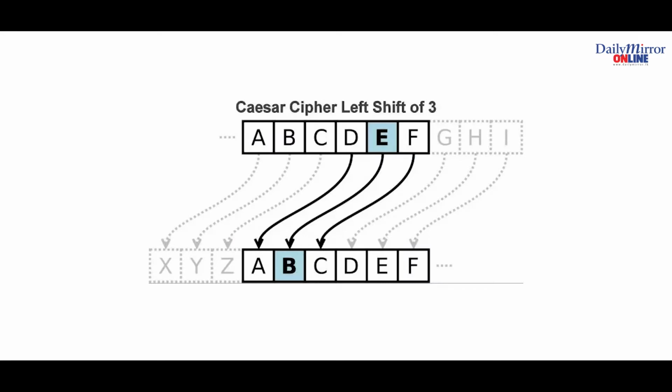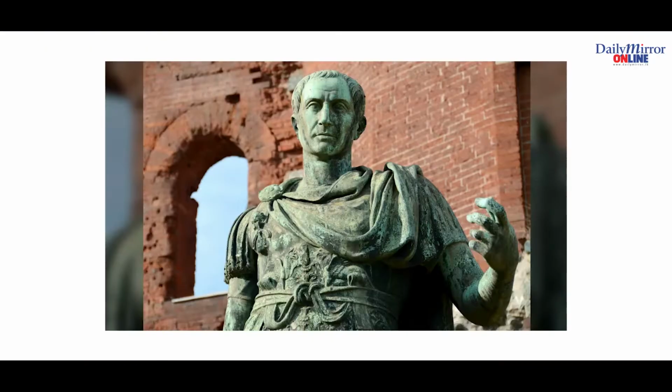The Caesar cipher is one of the earliest known and simplest ciphers. It is a type of substitution cipher in which each letter in the alphabet is shifted a certain number of places. For example, with a shift of 1, A would be replaced by B, B would be replaced by C, and so on. If the shift was 3, A would become D, B would become E, and so on. The method is named after Julius Caesar, who apparently used it to communicate with his generals.